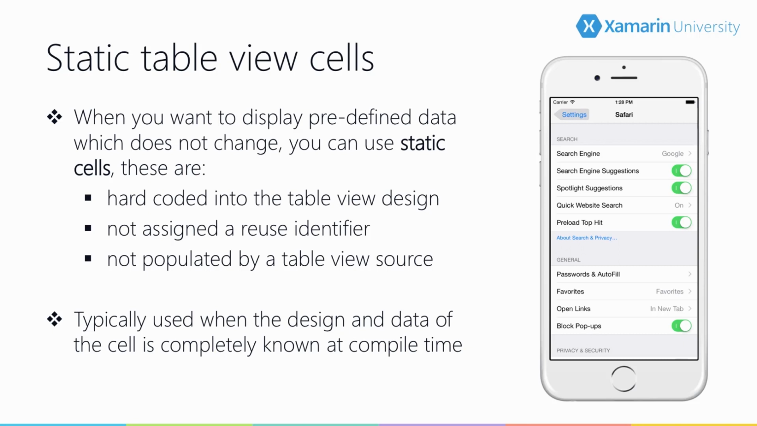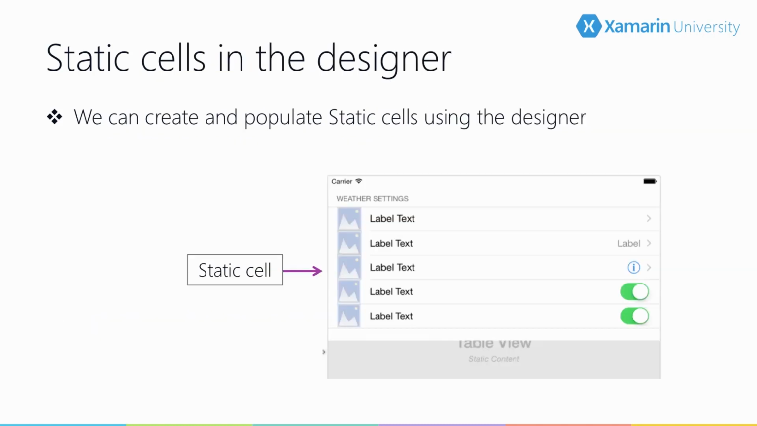Static cells are used when you have predefined data or you know the shape of the data ahead of time. A table view will typically use several different static cells, and the design of each cell is set at design time. The UI table view will need to be specifically set to use static cells. You very likely will have less than a couple of dozen cells when using static content. Because of this and the fact that each cell is different, cell recycling isn't used.